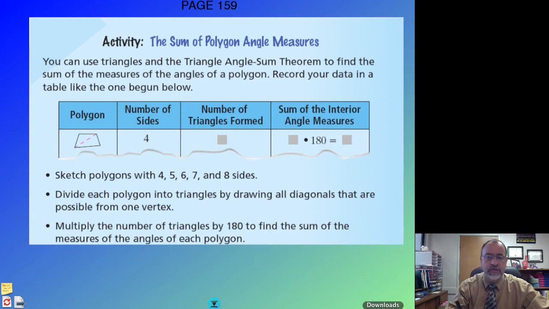And so I'm going to do this little activity for you, record it, and by looking at this, maybe we can come to a conclusion or make a conjecture about what these angles add up to, or at least maybe have a way to determine it.